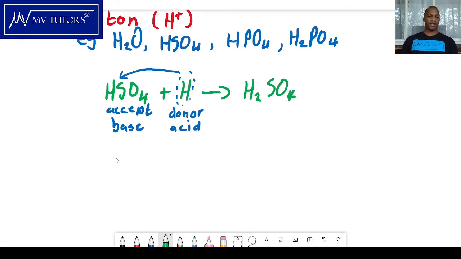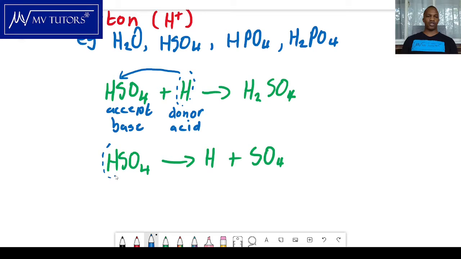Now let's look at another reaction where you take HSO4 and it dissociates, or it just becomes H plus SO4. So what happened here? You can clearly see that this H was donated, because this HSO4 became SO4. So since it donated, it must be the acid.